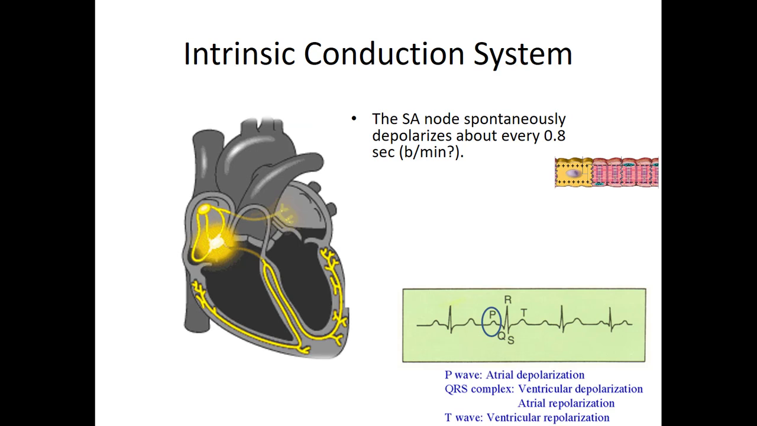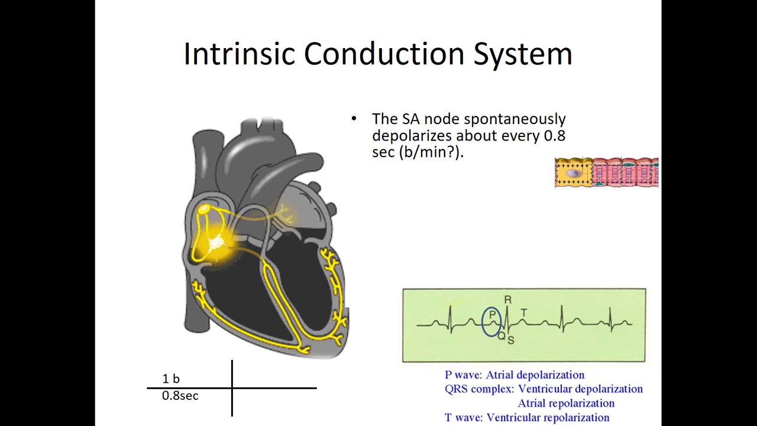Intrinsic conduction system, I'll talk more about EKG with the intrinsic conduction system. The SA node spontaneously depolarizes about every 0.8 second. Okay, every 0.8 second it makes a depolarization, right? So an action potential. Can you convert that to beats per minute, like heart rate, like 80 beats per minute, right? BPM.